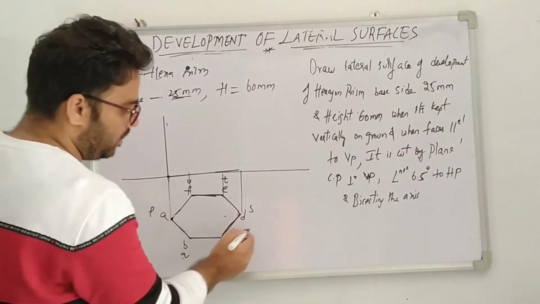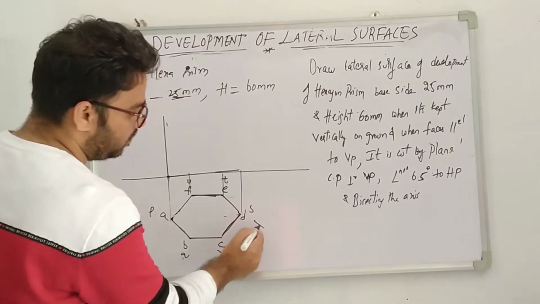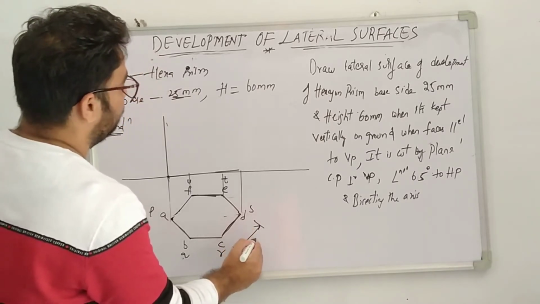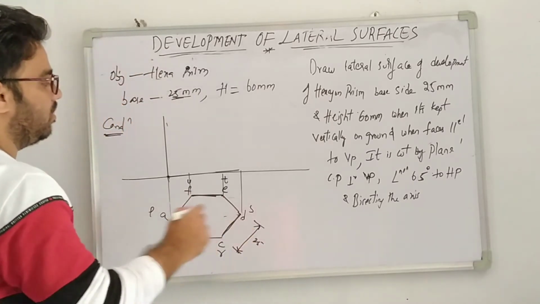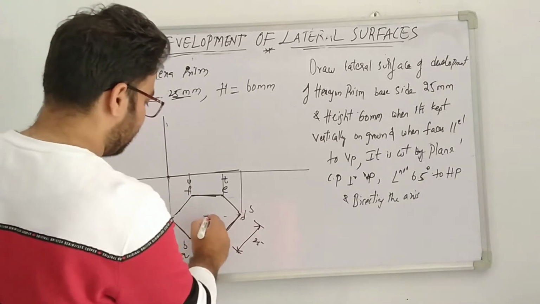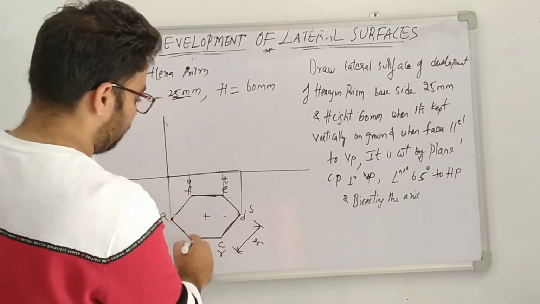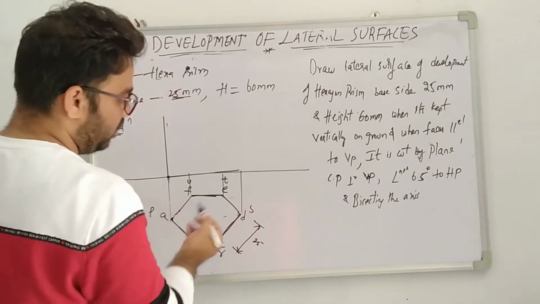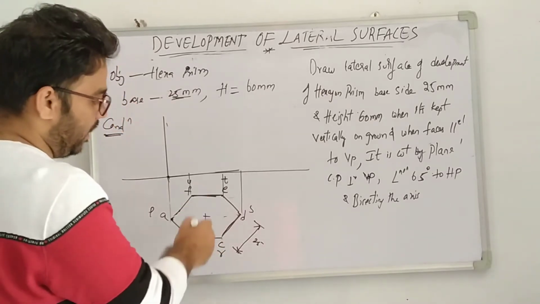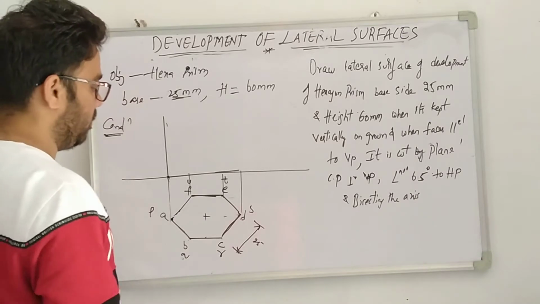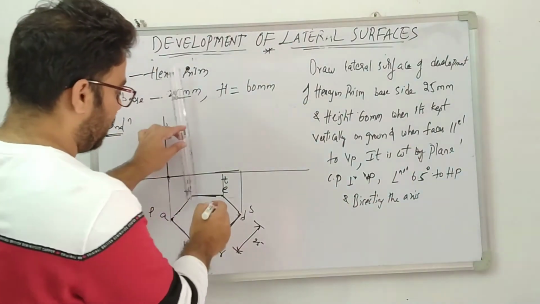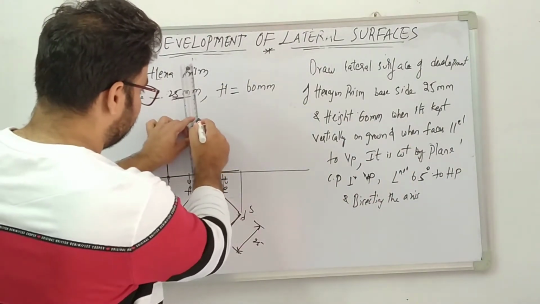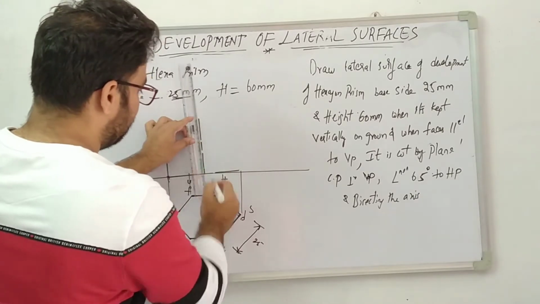So what is the base side? This base side is 25 mm, so all sides are 25 mm. From here, this is my axis point. From the 25 mm side, select 12.5 mm. Draw a perpendicular line and you will get the axis point. From there onward, draw the axis line, a long dashed line of 60 mm.